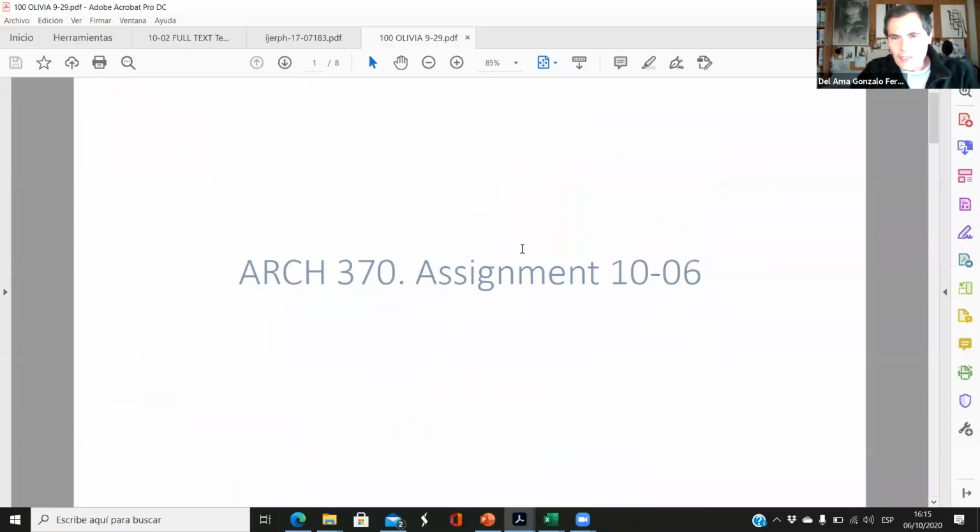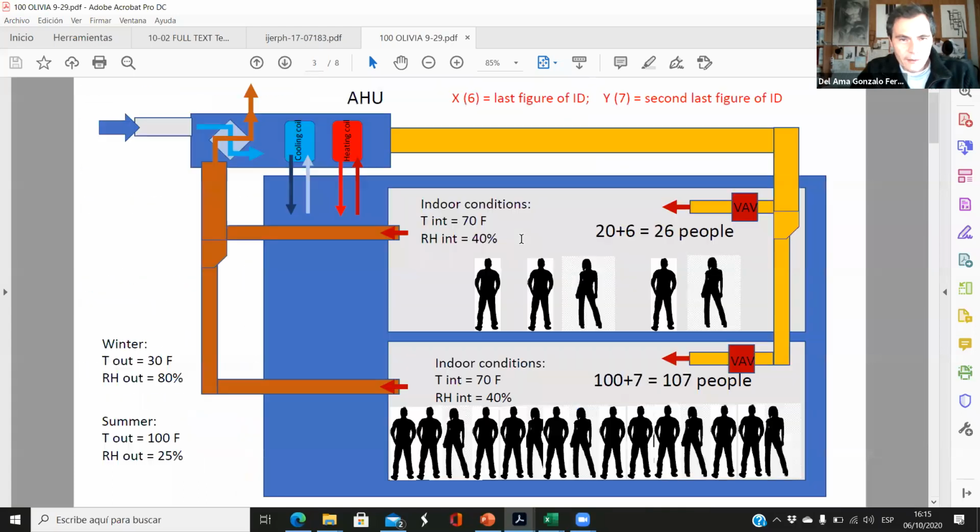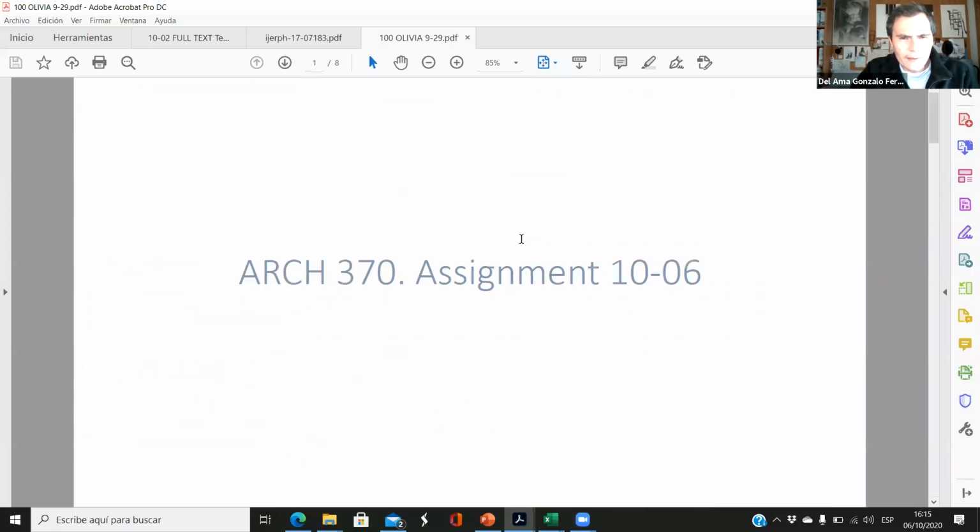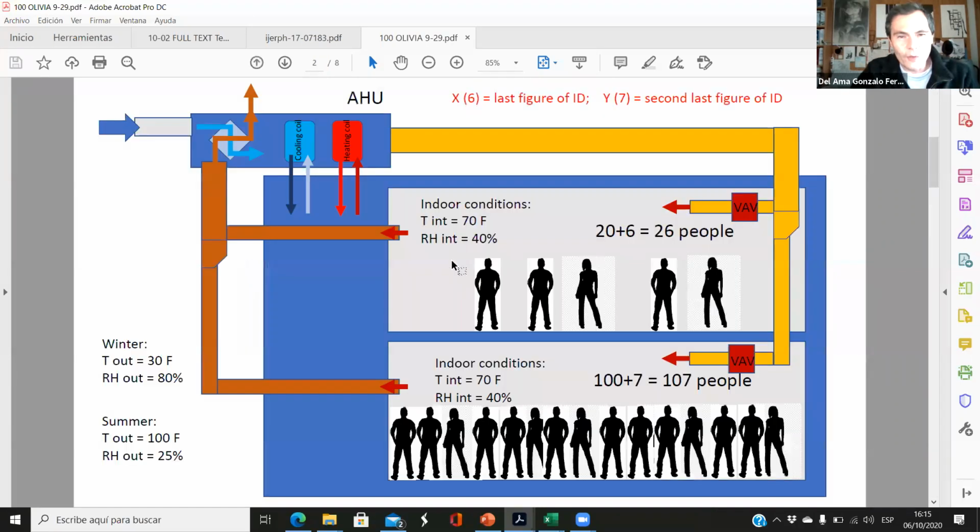So this is your assignment. Most of it's good. It's quite good, but there are some mistakes and there's something missing. So I want to go over it. So this is your first slide. Here you have 26 people and 107 people. Okay.